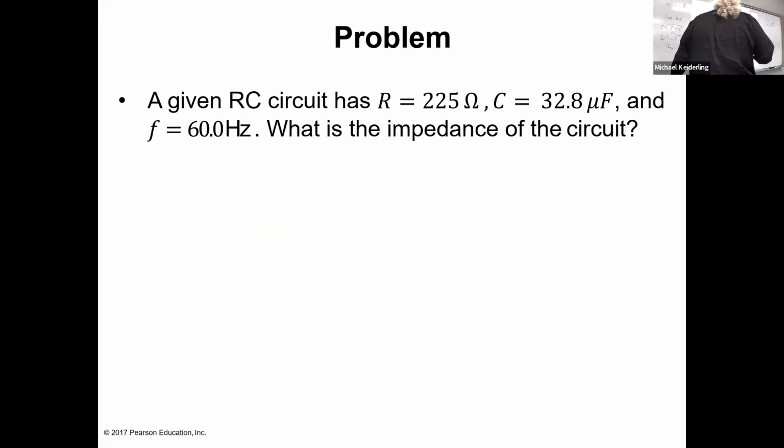So here's an example problem. A given RC circuit has a resistance of 225 ohms, a capacitance of 32.8 microfarads, and a frequency of 60 hertz. What is the impedance Z of this circuit?